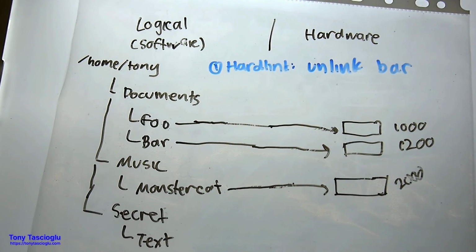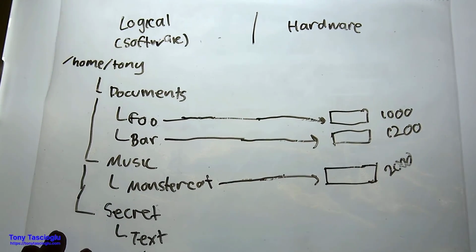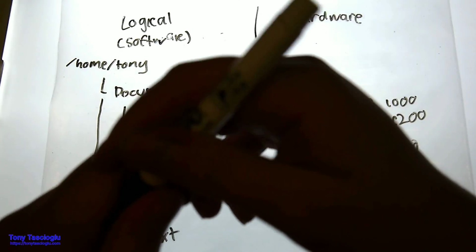Next up, let's talk about symlinks. Now, symlinks are a little bit different. So let's use the same file structure. And now, let's say that I have a file foo.